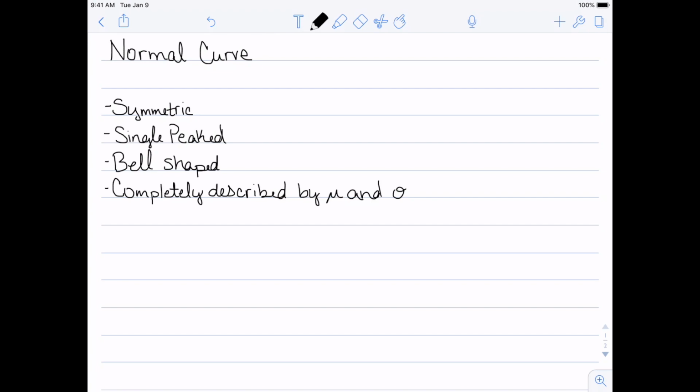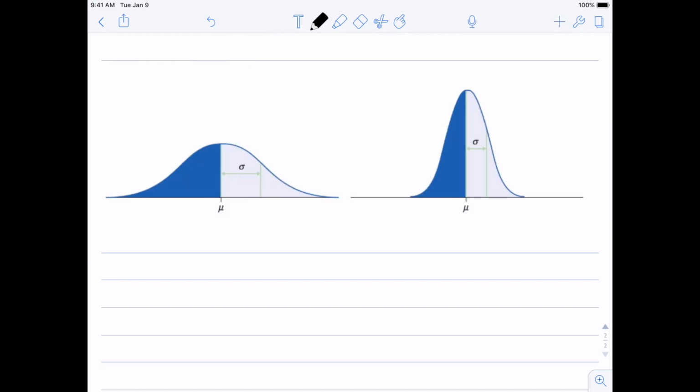So let's actually see what it looks like. Here's a picture of two different normal curves, so we can see that they are symmetric. They're the same on the right and the left, the dark blue and the light blue pieces. They have a single peak in the center. They are shaped the same, bell-shaped. And they're completely determined by mu and sigma. So mu, the mean, is always going to be right at the center of that peak. And sigma determines how tall and skinny it is or how wide and flat it is.